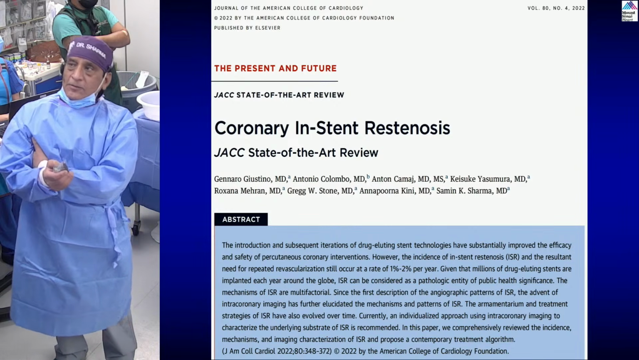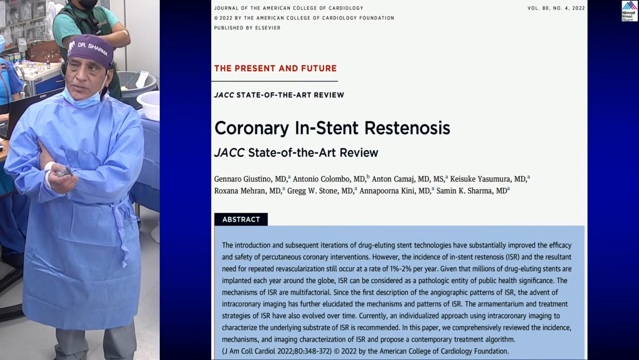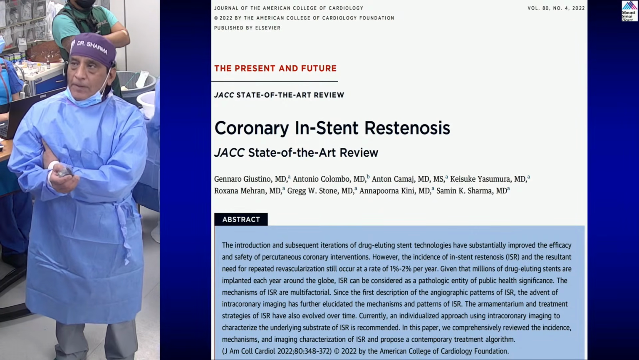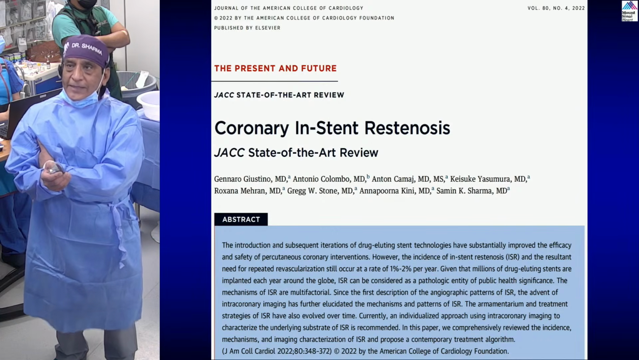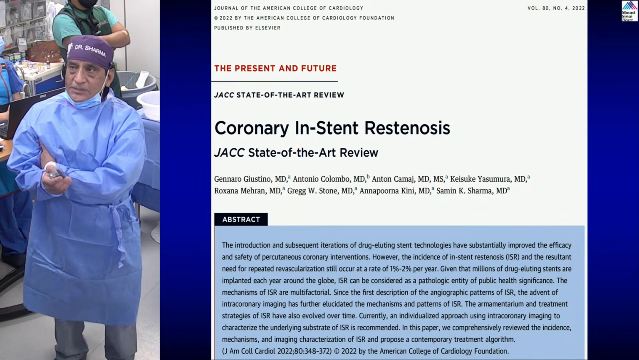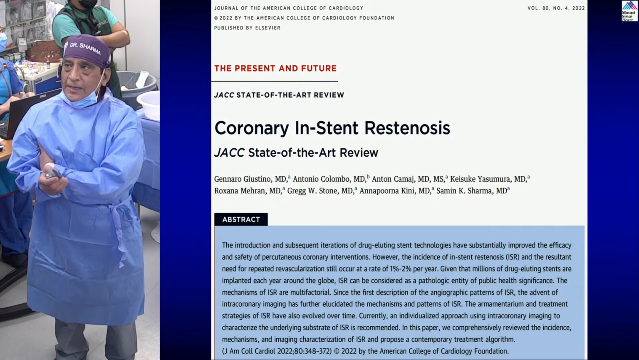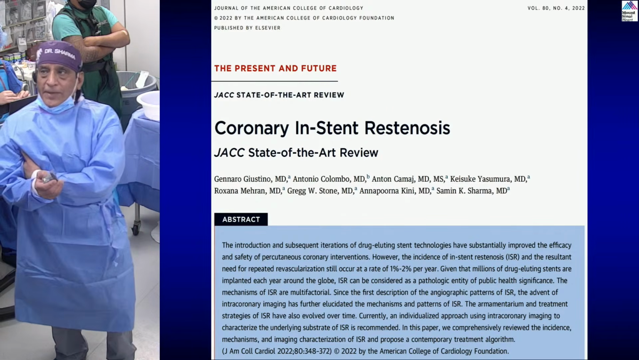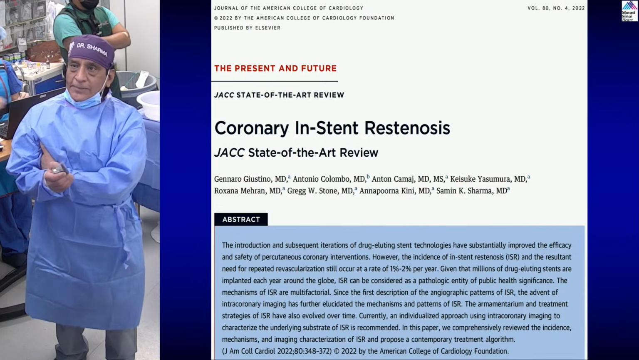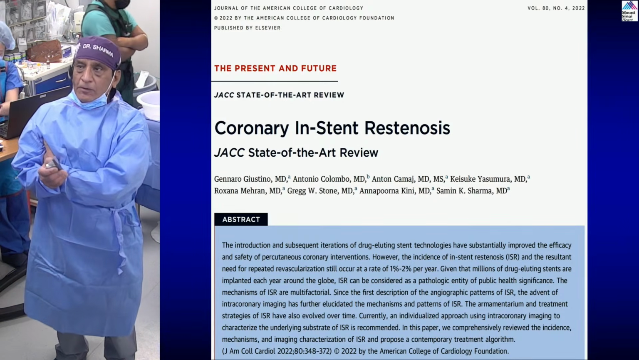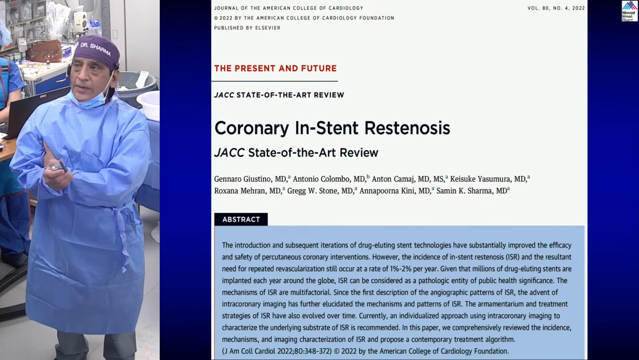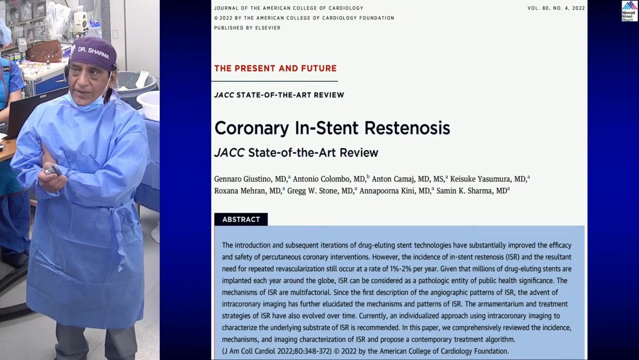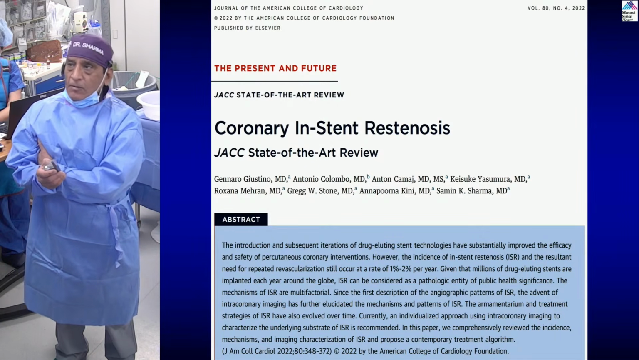Given that millions of drug-eluting stents are implanted each year around the globe, ISR can be considered a pathological entity of public health significance. The mechanisms of ISR are multifactorial. Since the first description of the angiographic pattern of ISR, the advent of intracoronary imaging has further elucidated the mechanism of patterns of ISR. The armamentarium and treatment strategy of ISR have also evolved over time. Currently, an individualized approach using intracoronary imaging to characterize the underlying substrate of ISR is recommended. In this paper, we comprehensively review all this.